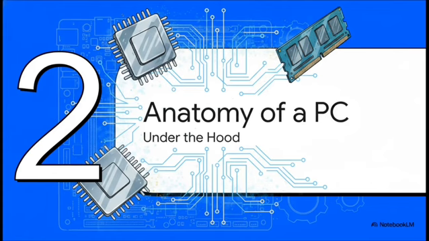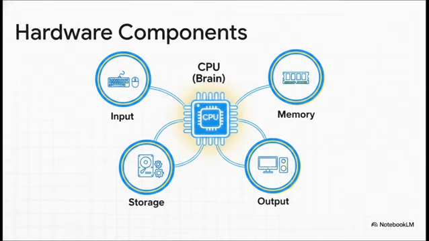Moving right along to Section 2, Anatomy of a PC. Let's look under the hood and explore the two fundamental building blocks that make every single computer tick. First up, we've got hardware. These are the physical components, the actual parts of the machine you can touch. We have input devices, like your keyboard and mouse, which you use to talk to the computer. Then there's the undisputed brain of the entire operation, the CPU. It handles all the heavy lifting using its arithmetic, logic, and control units.